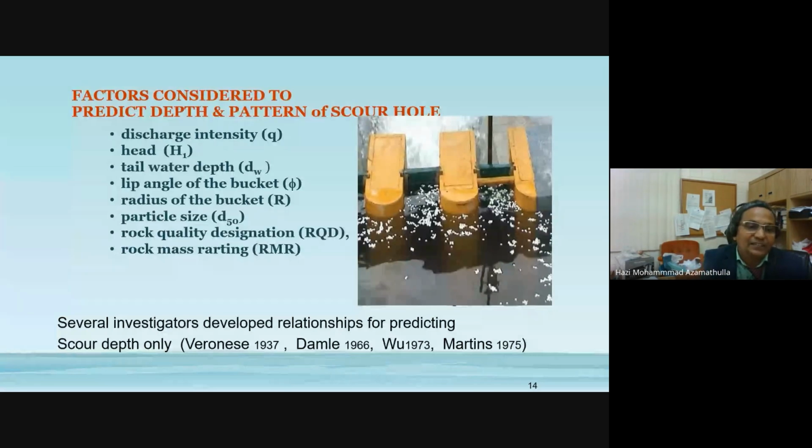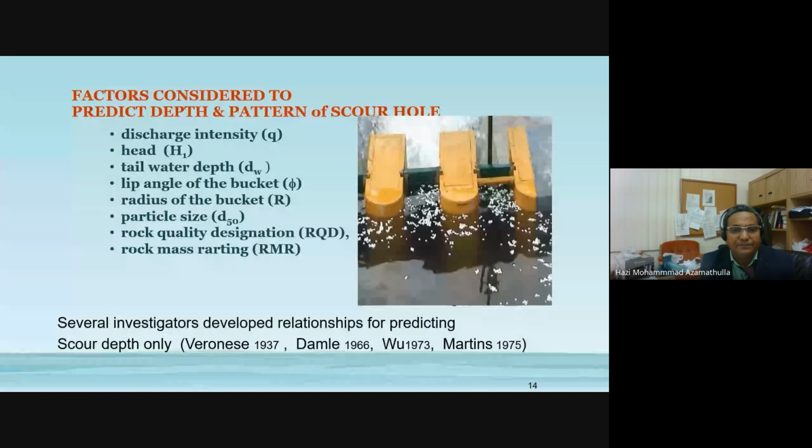Another thing is rock quality designation. No one has done this, and I also don't get much data, and also rock mass rating. Several investigators developed methods to predict scour depth: Veronese, whom I told you about, almost 100 years ago; Damle, who worked at the Central Water and Power Research Station, our ex-boss; and also some Chinese and some Europeans, Martins. Okay, next slide, please.